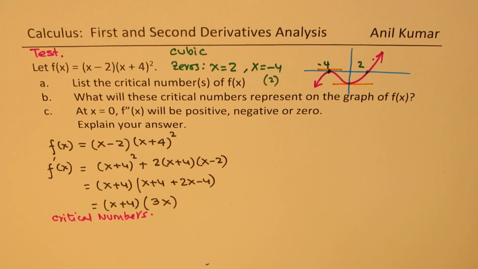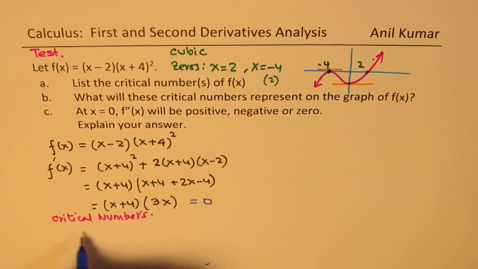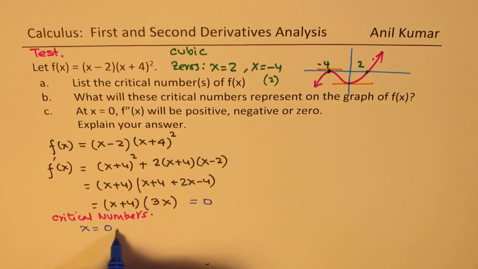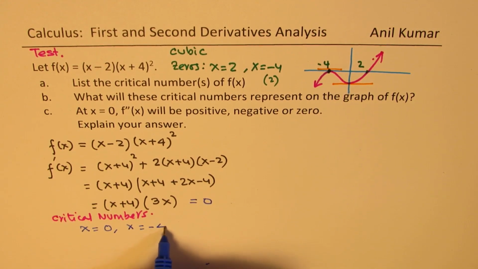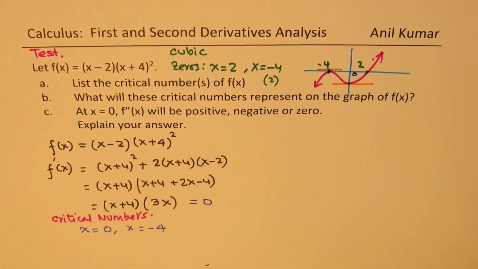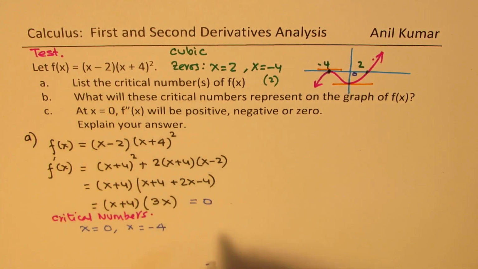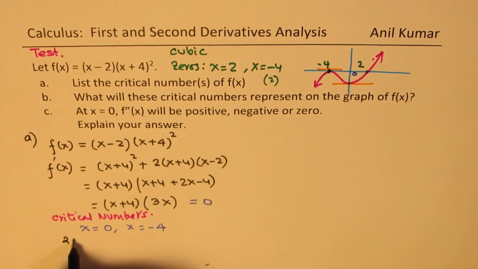The critical numbers are where the derivative is 0, so we equate this to 0. We get x equals 0 and x equals minus 4. That means this turning point is on the y-intercept, which is at x equals 0. So these are the two critical numbers. The solution for part A is that we have two critical numbers.